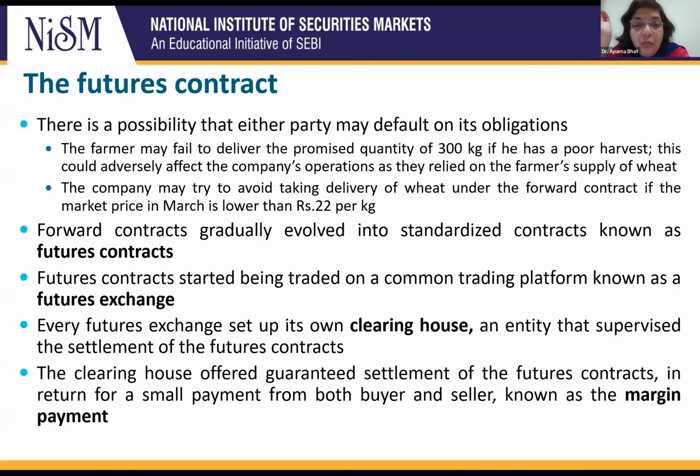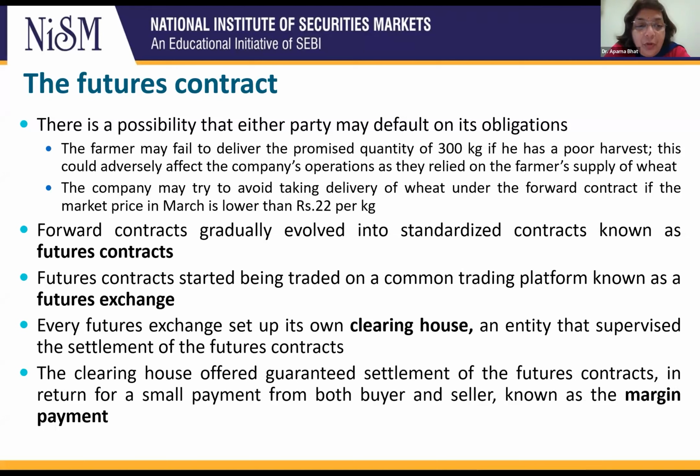And when they try to avoid their obligations, this is known as default. So the problem with forward contracts is that they are prone to counterparty default. Counterparty default means there is a chance that the counterparty may not fulfill their obligation. So in forward contracts, the possibility of counterparty default is always there, right?